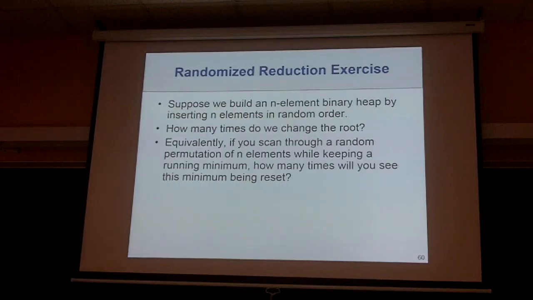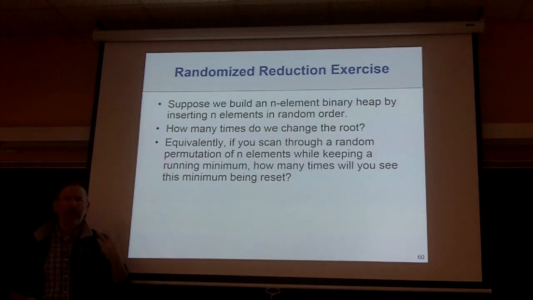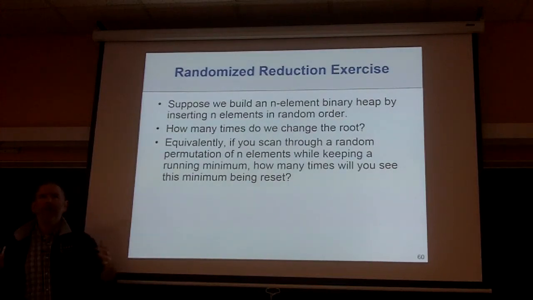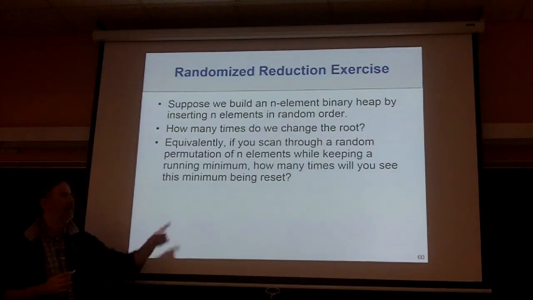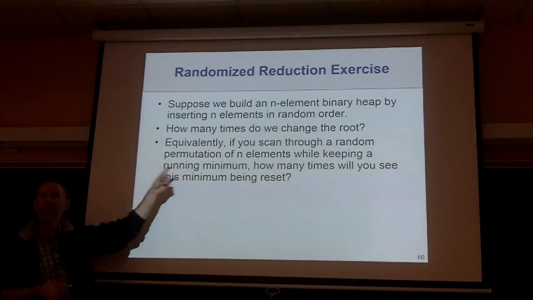The answer is, of course, log n with high probability, because we're trying to illustrate randomized reduction. But how do we phrase this in a way that lets us apply randomized reduction? Remember, in randomized reduction, we have to have some sort of process where at every step our problem size decreases by a constant fraction. And that doesn't seem obvious from this, how we get that phrasing.